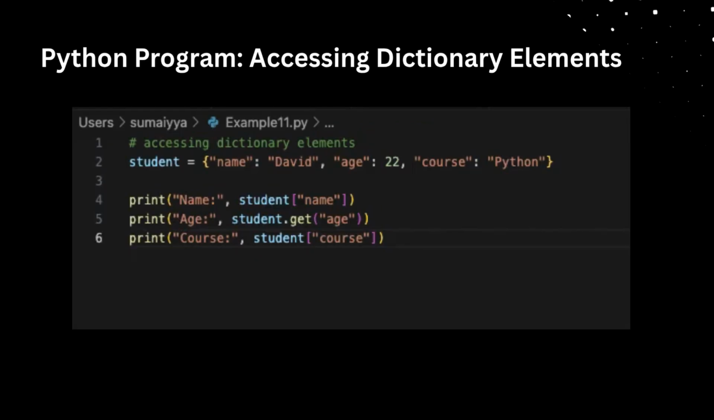To access dictionary elements, we simply use the key. For instance, in the student's dictionary, we can access the name, age, and course using the square bracket notation or the get method. Dictionaries are powerful whenever we need a fast way to look up data, just like how you find the meaning of a word in a real dictionary.